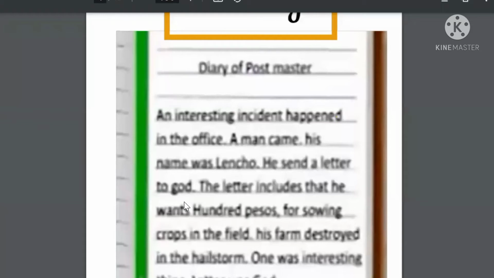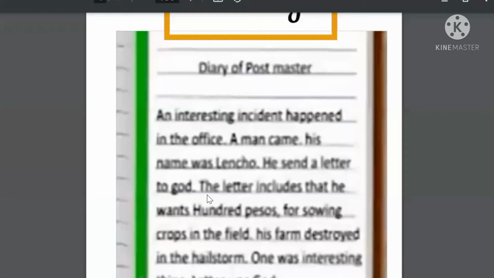Now listen. One more thing. What about the G of this God? God, it should be in capital letter. Because it's the subject here, no. He sent a letter to God. It's the noun form. Okay. So we should write this letter also in capital letter.